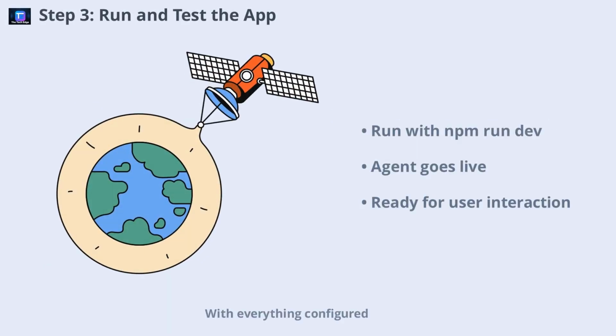With everything configured, simply run npm run dev to start your application. Your agent is now live and functional, ready to interact with users through the AGUI protocol. This rapid setup process demonstrates the efficiency and power of standardized agent-user integration. Now, let's look at how you can enhance the user experience even further.